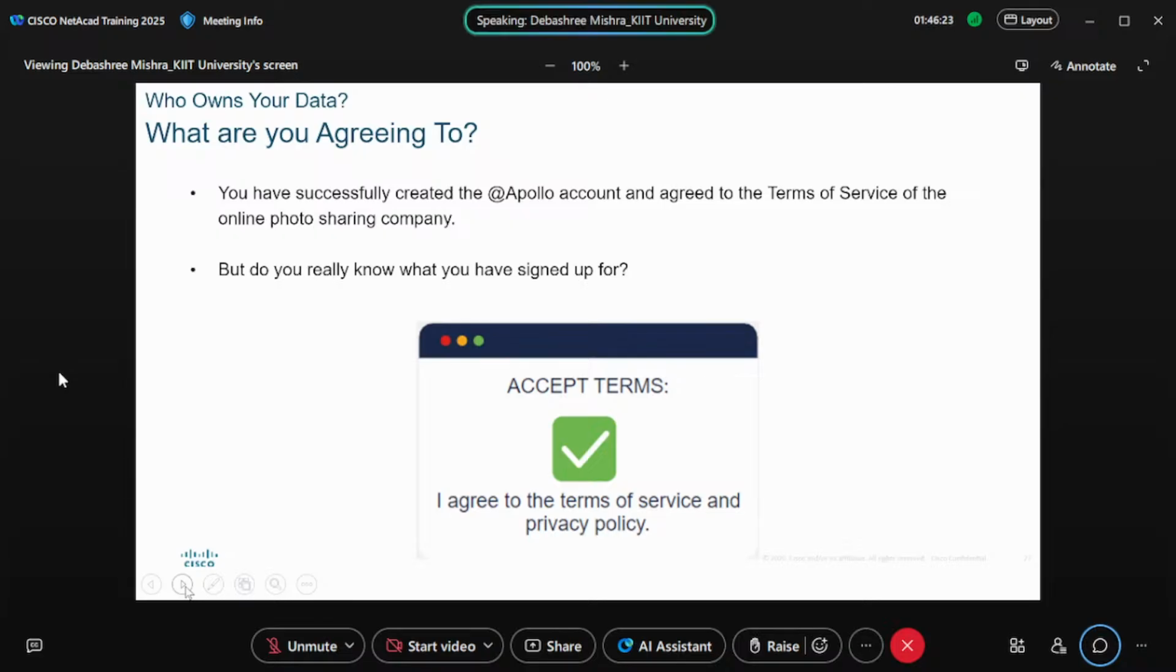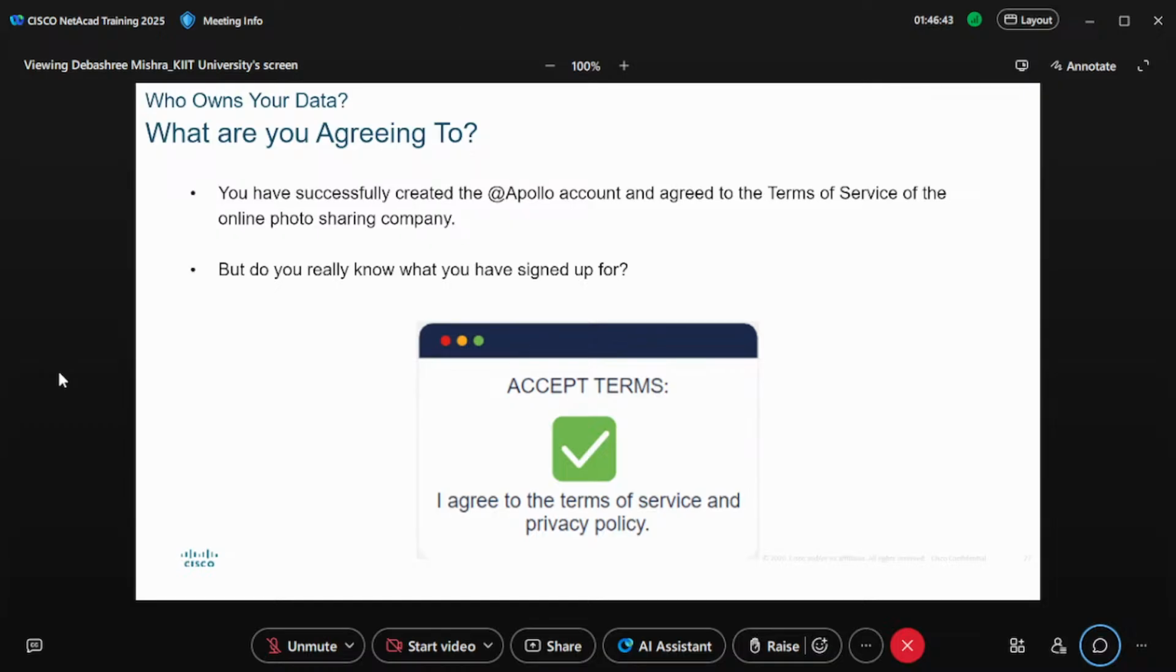Now next is, what are you agreeing to? Once, for example, you have created an account, at that time you need to check mark the particular terms and conditions based on the company's criteria.